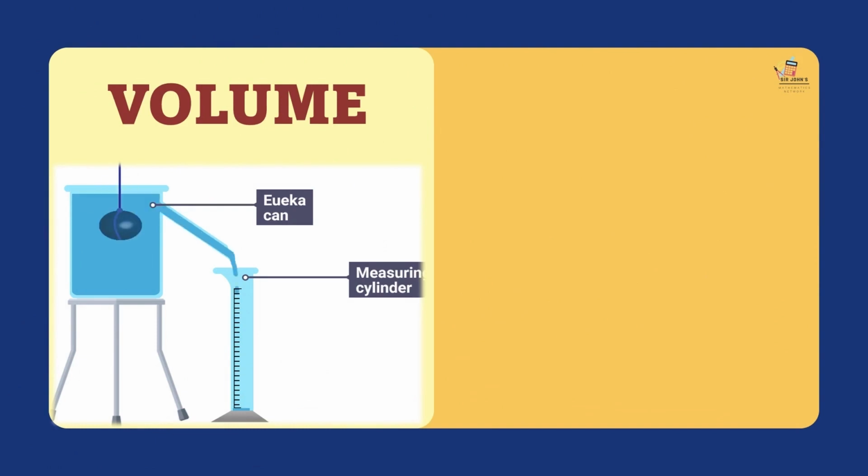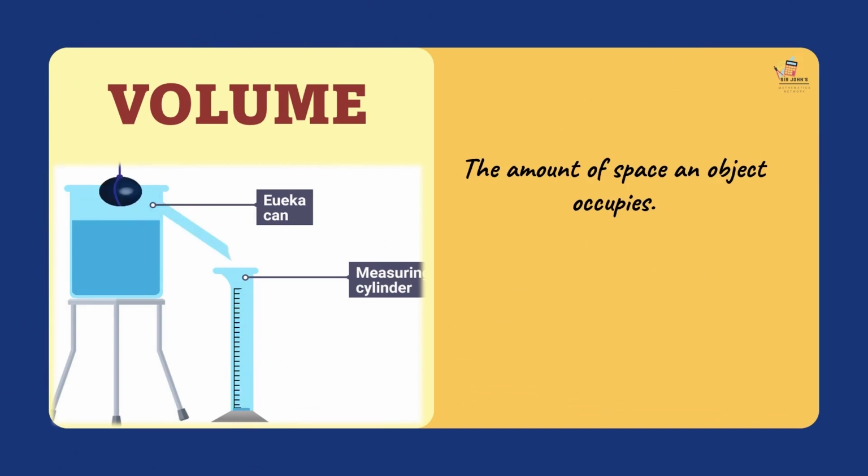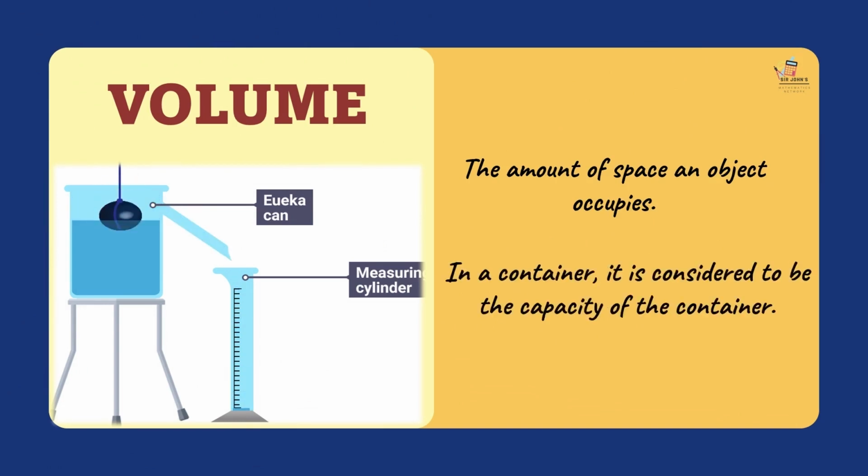Volume. When we say volume, it is the amount of space an object occupies. In a container, it is considered to be the capacity of the container. For example, if a measuring cylinder can hold 100 milliliters of water up to the brim, its volume is said to be 100 milliliters.